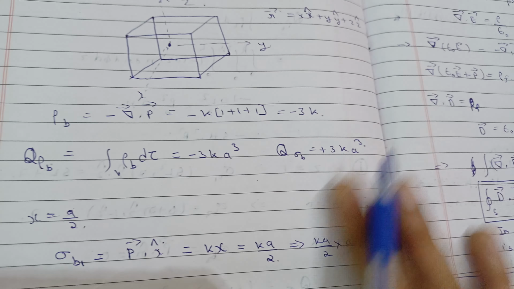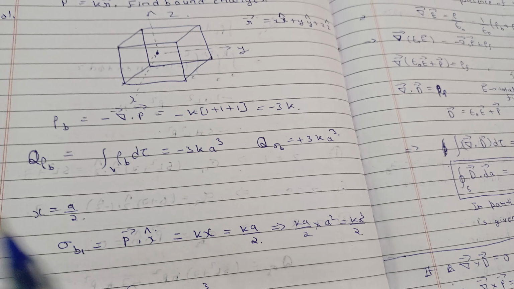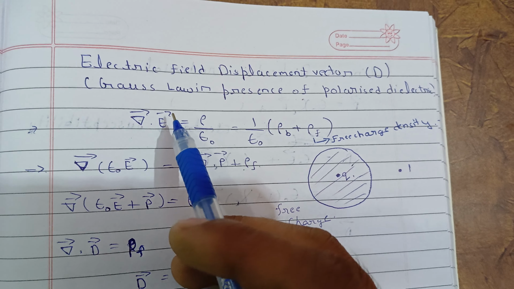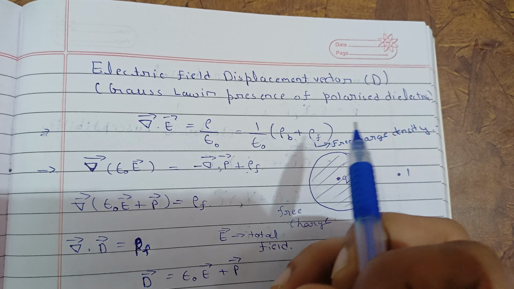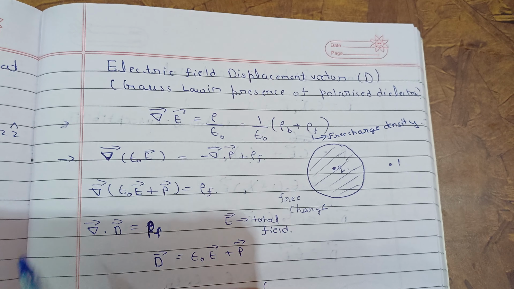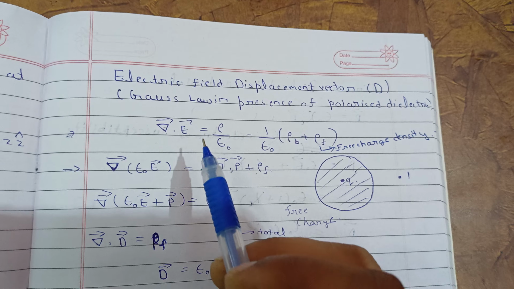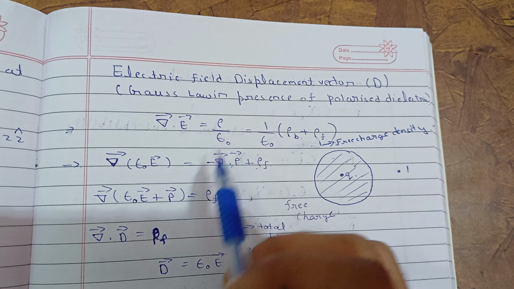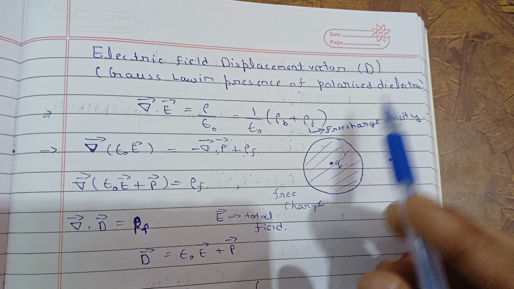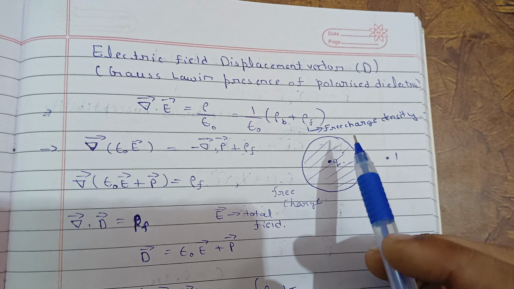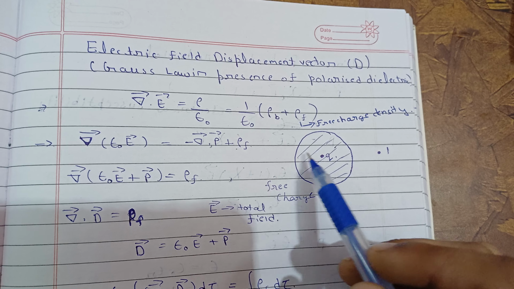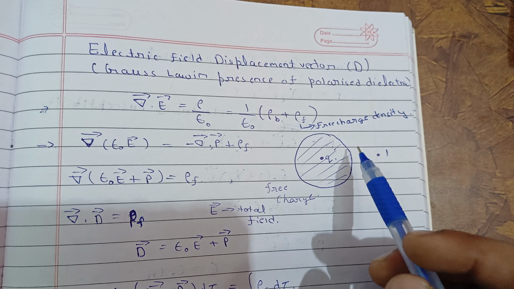So let's move to the new topic, that is the electric displacement vector. This is Gauss law in the presence of a polarized dielectric. Pay attention here, because this topic is a little bit tricky. You must remember the differential form of Gauss law, that is del dot E equal to rho by epsilon. Now see, if we have a dielectric material, in the normal structure we have the Gauss law, but this time we have the electric field due to the bound charges and the external electric field, or the external charge.